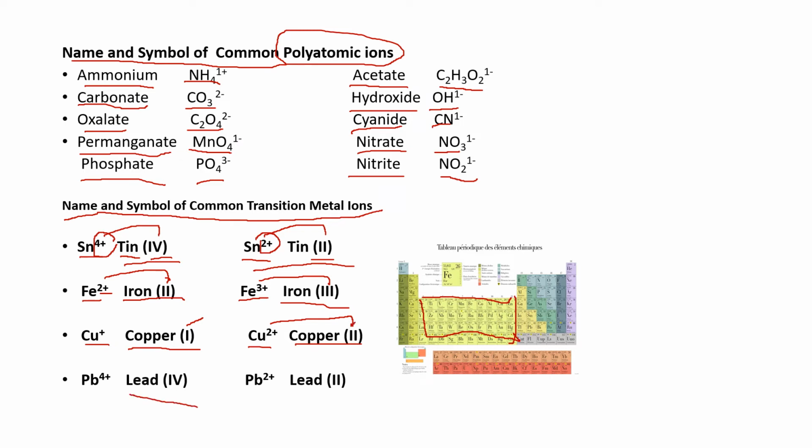Lead(IV), the symbol is Pb4+. Again, the oxidation number 4 is indicated with Roman numeral 4. Lead(II), the symbol is Pb2+, and this 2 oxidation number is indicated as Roman numeral 2.